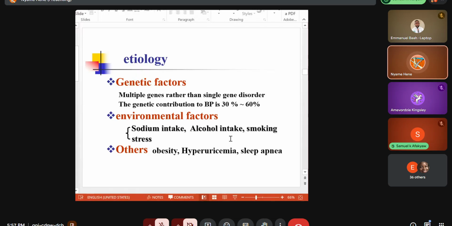Then we have obesity, hyperuricemia, sleep apnea. These are other causes of hypertension. And these ones are not secondary to anything. They occur on their own. You understand?